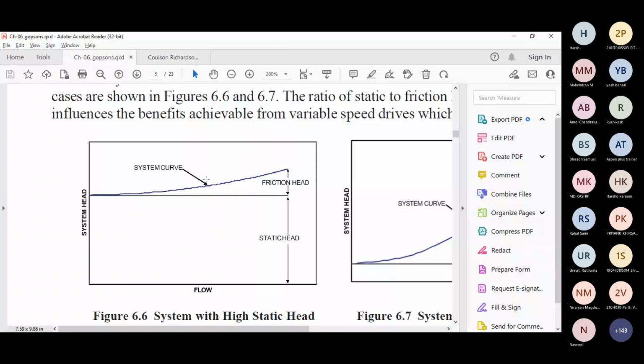Is it clear? What is the friction head? Whenever you open the pump discharge valve, some of the head will be the friction head. Someone will say, sir, the head is increasing with flow. It is because with a higher flow rate, your friction head increases because of the Reynolds number. Just a minute, I will show you with respect to the intersection.